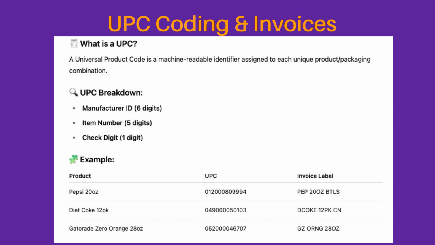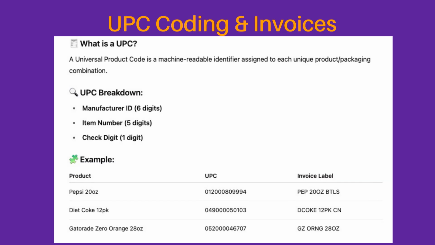That's why it's so important for accounting teams and store managers to keep their product catalogs and UPC lists up to date, especially since beverage companies regularly change packaging or introduce new flavors. Without matching UPCs, invoices can't be processed accurately, and this can lead to disputes, delays, or even overpayments.